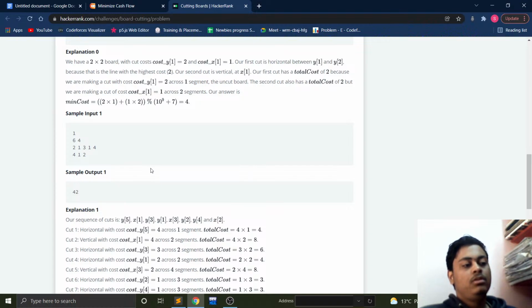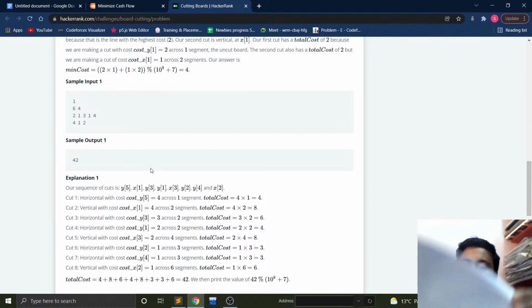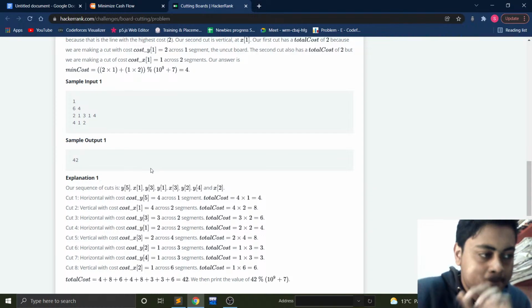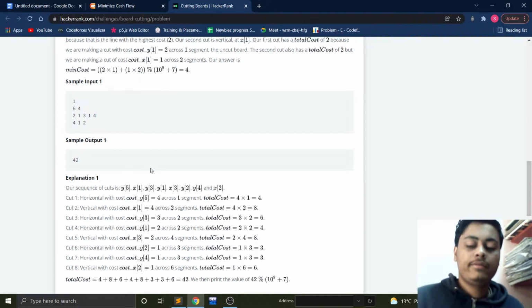6 cross 4, 2, 1, 3, 1, 4. 2, 1, 3, 1, 4 and 4, 1, 2. Fine. Answer is 42. Horizontal cut would cost 4.